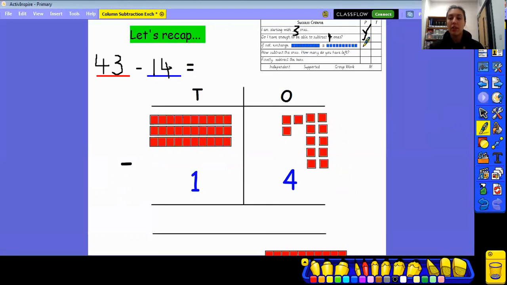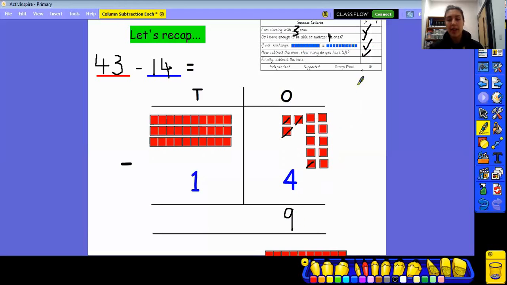Fantastic, well done. So now that I've made my exchange, I don't have 3 1s anymore. I've actually got 13 1s. So I've got plenty to now take away 4. So let's take away those 3 first and take away 1 more. That's right, that leaves me with 9 1s.